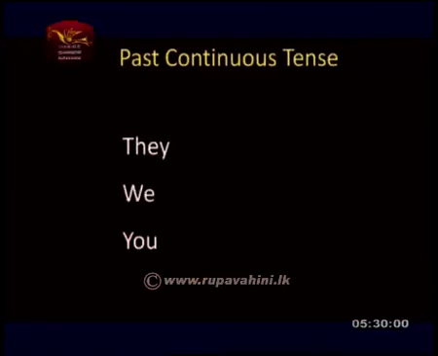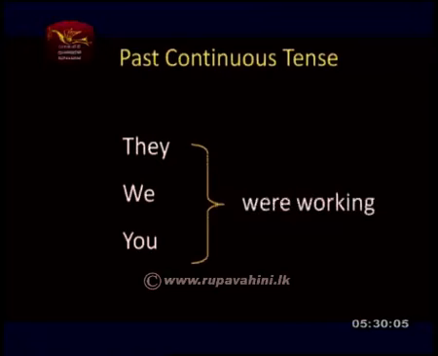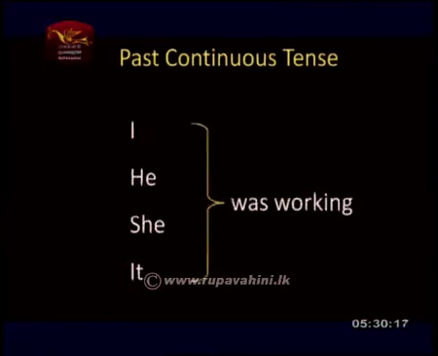And with the plural form, we use were and the ing form. They were working, we were working, you were working. And with the singular form, I was working, he was working, she was working, it was working. That's singular. For the singular form, we use was, and for the plural, we use were.